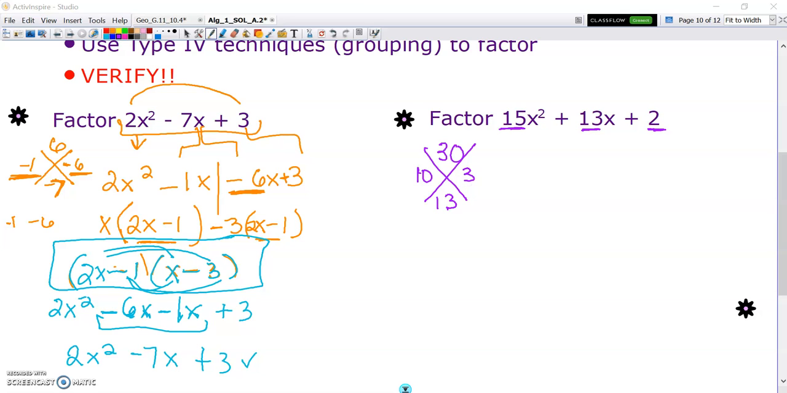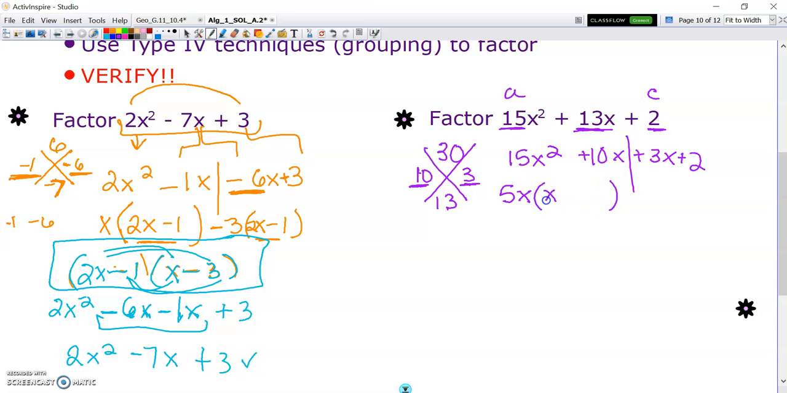All right, so once we have our x box, we're going to go ahead and rewrite everything. We've got 15x squared, and we have the 2, the a and the c. The first and the last term, they stay the same, but we're going to break up this 13x into 10x and 3x. And our 2 is positive. Now we go into that type 4 factoring. We split it in half. We take out the greatest common factor. In this case, it's going to be 5x. And we'll have our leftovers of x.